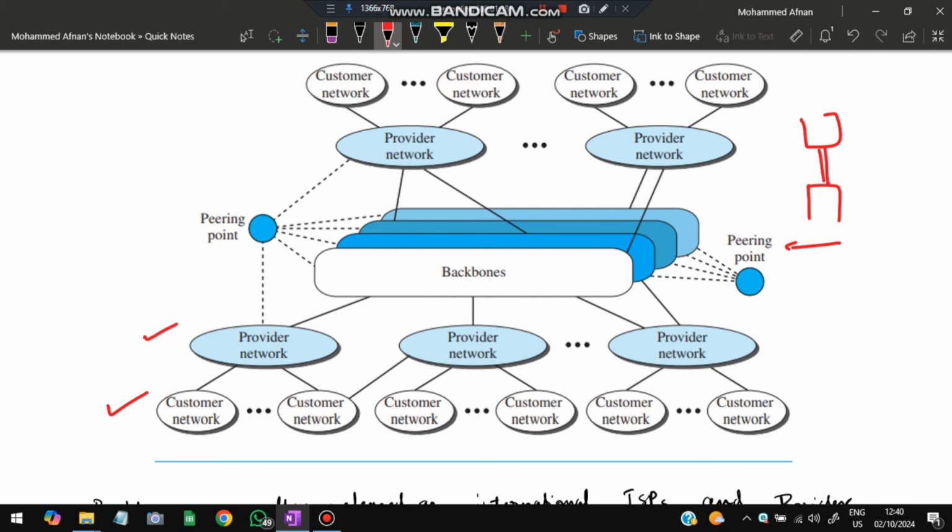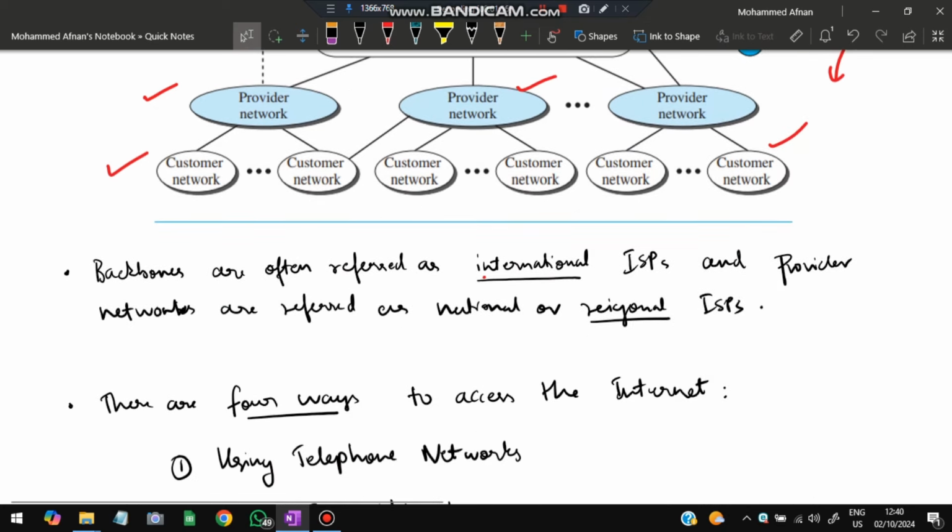The company which sets the cable is called a backbone. They are the international service providers. The ones who set up the internet within the region, like within Asia or within India, within Bangladesh and so on, are called provider networks, and they provide us with the data. Okay, so this is a three-level process. Backbones are often referred to as international ISPs, and provider networks are referred to as national or regional ISPs. So Airtel and all is a regional ISP.